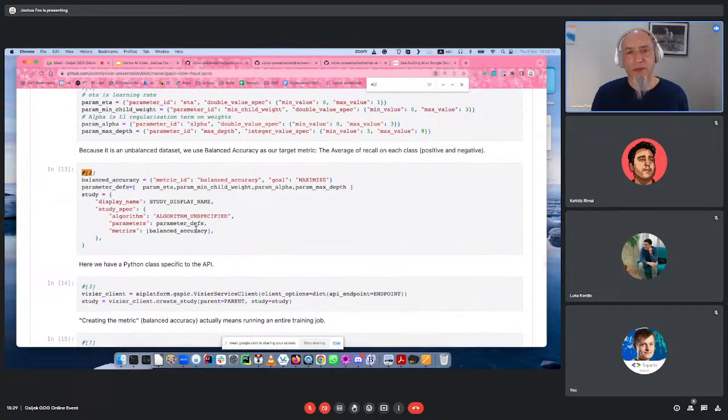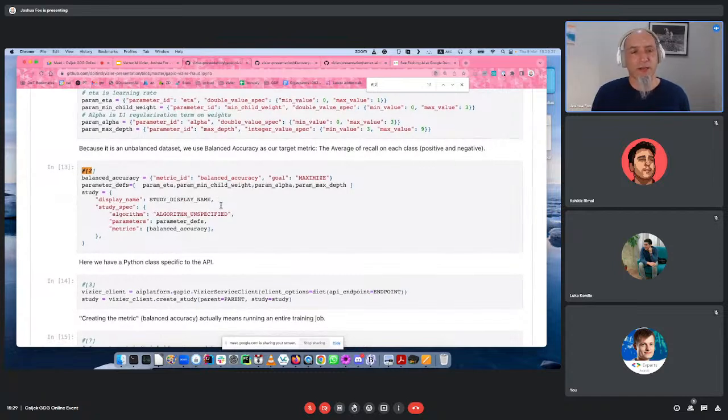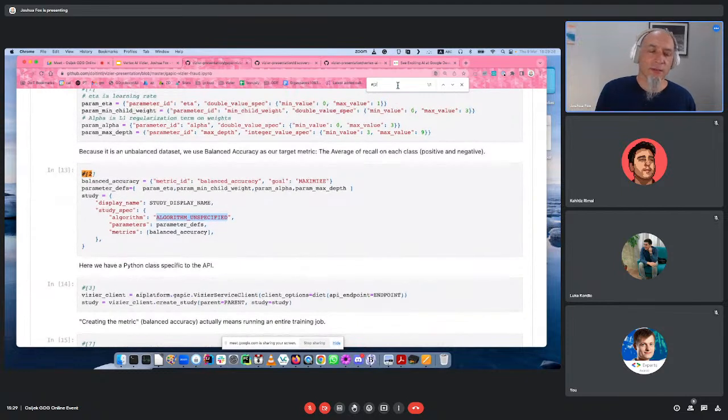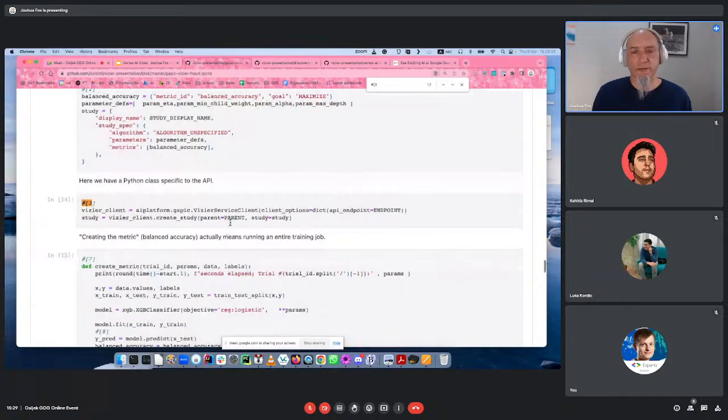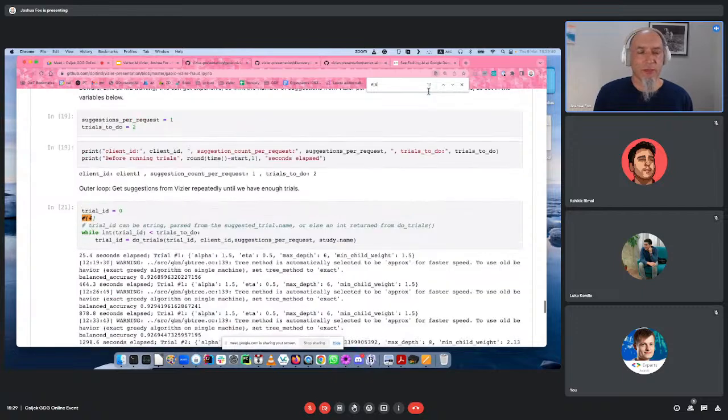We're going to be using balanced accuracy as our metric. That's what I call it. Vizier doesn't care. It's just a name for Vizier. And unspecified algorithm means Bayesian, the fancy one. So we create the Vizier service client. That is really the core of the API that you have to learn.